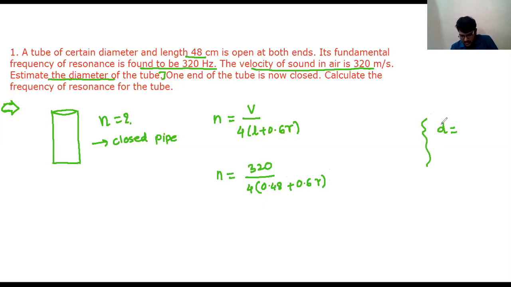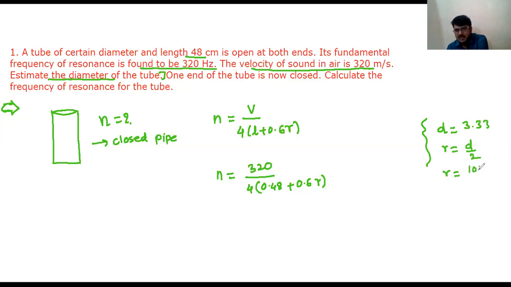Diameter we got 3.33 centimeter. Yes or not? Before only we got diameter as 3.33 centimeter. So if I want R, then R is equal to D by 2. So this is equal to how much you are getting?